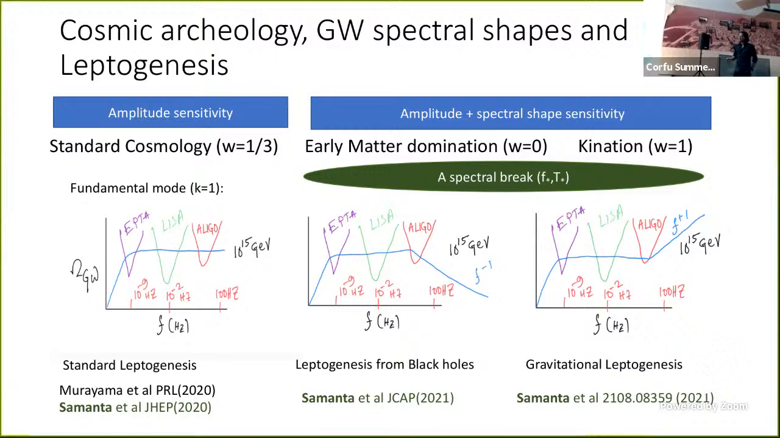So I wrote 3 papers in these three categories, where in the standard radiation domination there are 2 papers right now. One is by Murayama et al., and one is by me. And then in these 2 other categories, I wrote this paper, Leptogenesis from Primordial Black Holes, where primordial black holes can dominate the energy density of the universe and act as matter, and therefore it changes the spectral shape of the gravitational waves generated from cosmic strings. And this one is gravitational leptogenesis, where kination-like scenarios are a natural call, where you have a spectrum like f to the 1 after this turning point frequency.